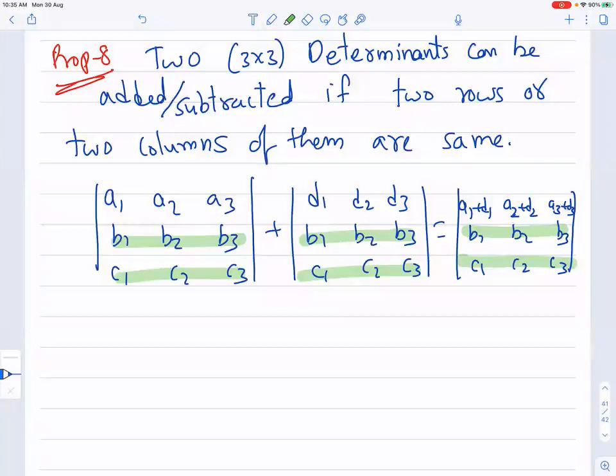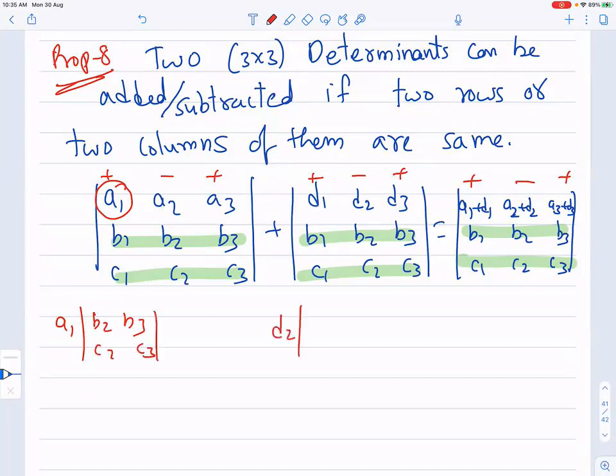Yes. Let me prove this. Proving is very simple. आप expand करो, proof हो जाएगा. If you expand plus minus plus, plus minus plus, plus minus plus. Now A1 के साथ क्या आता है? A1 के साथ we will get B2, B3, C2, C3. इधर D1 के साथ क्या आता है? B2, B3, C2, C3. Addition of these two is what? Let's say we are adding these two. Addition of these two will be A1 plus D1 into B2, B3, C2, C3. Exactly what we are going to get here.